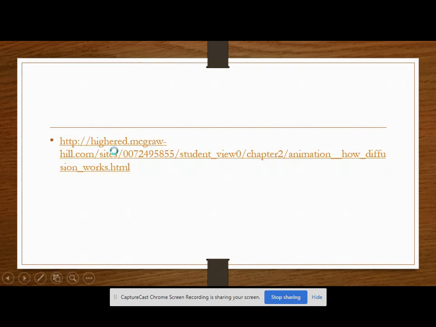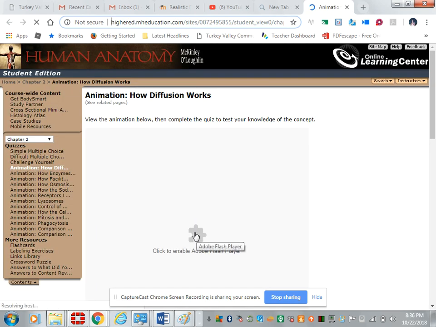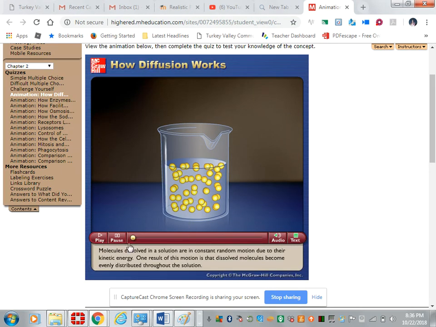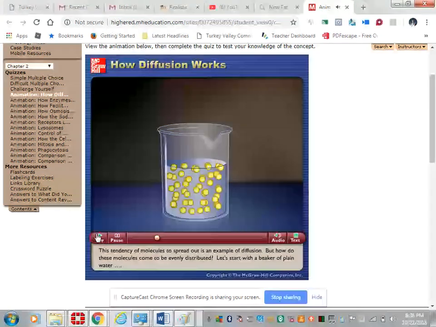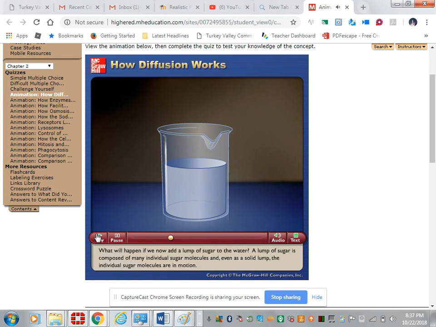All right, so we got into our first video, and this is how diffusion works. So I'm getting that loaded for you. Okay, kind of like that Brownian motion that we talked about, always in constant random motion. And remember as he's showing this, this is high concentration of sugar. The water is low concentration.